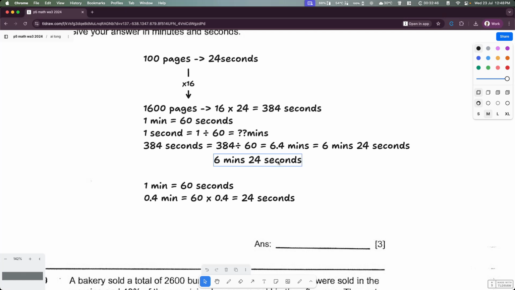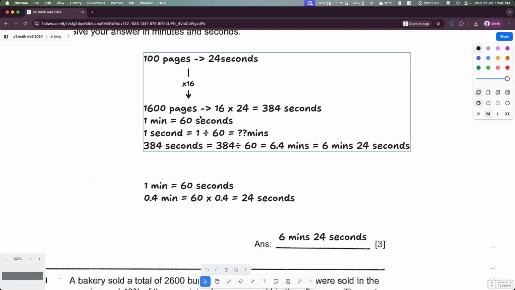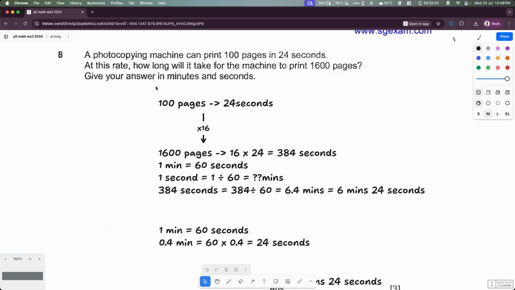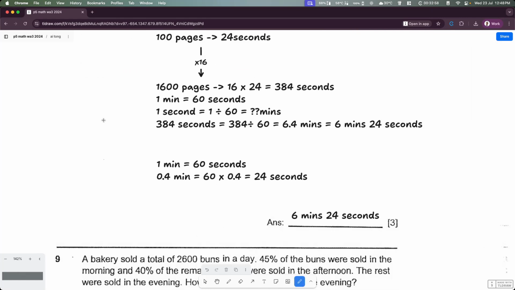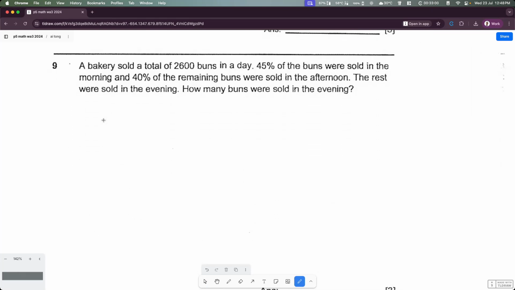Right, so I'm gonna put it over here. So don't put 6.4 minutes, because this is not what this question is asking. This question is asking minutes and seconds. Okay, alrighty, let's move on to the next question.